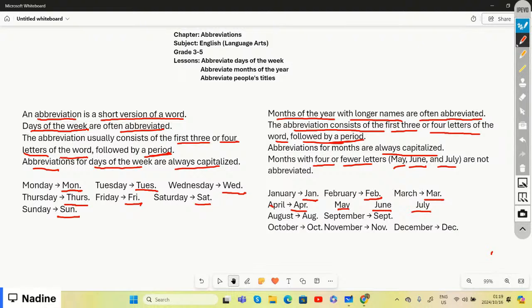All right. Then we have August. If we abbreviate August, it's going to be Aug. September is Sept. October is Oct. November, Nov. And December, Dec. That is how we abbreviate or shorten the word in order to show the abbreviation. And like I say, in order to show the abbreviation, we need to add the period.